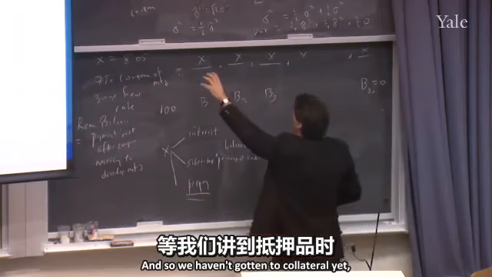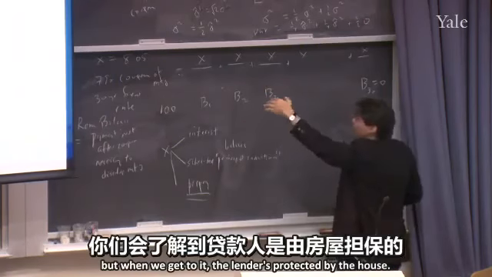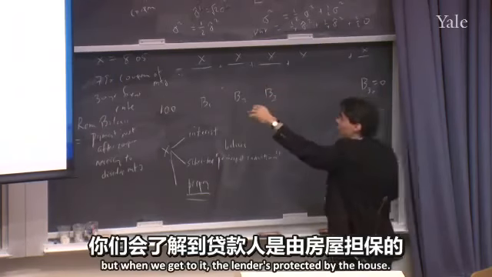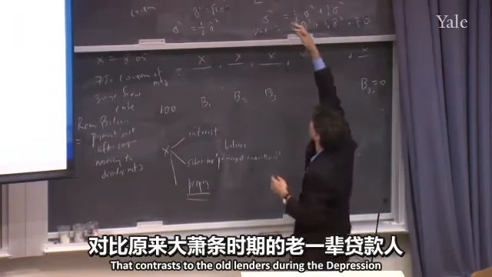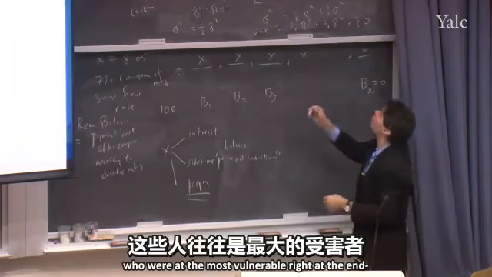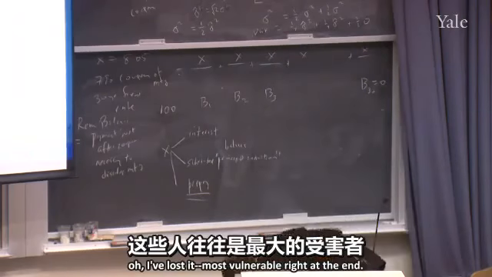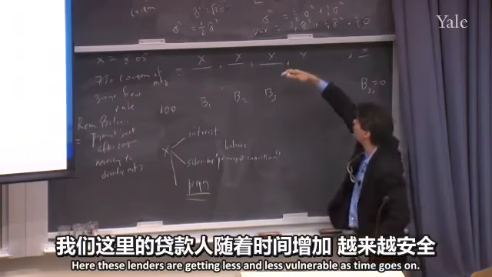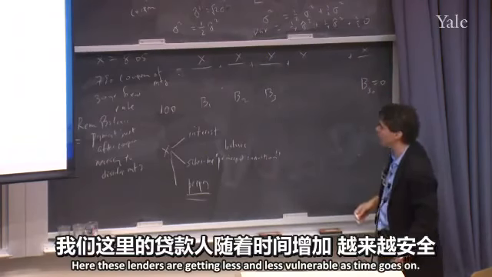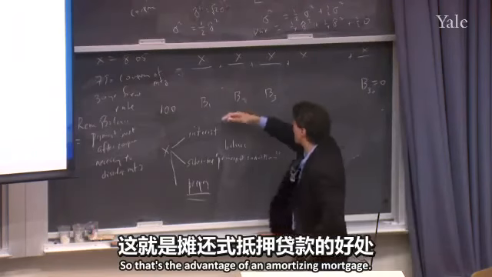And so when we get to it, the lender is protected by the house. The amount that's owed to him started at 100. It's getting lower every period, so he's feeling safer and safer. That contrasts to the old lenders during the Depression, who were at the most vulnerable right at the end. Here, these lenders are getting less and less vulnerable as time goes on. Okay, so that's the advantage of an amortizing mortgage.